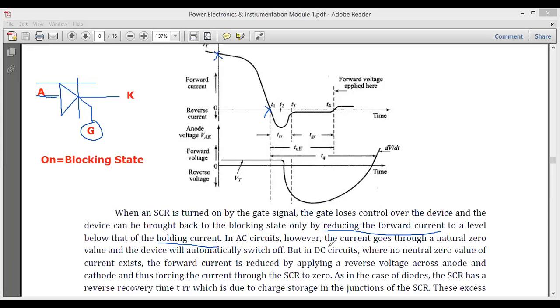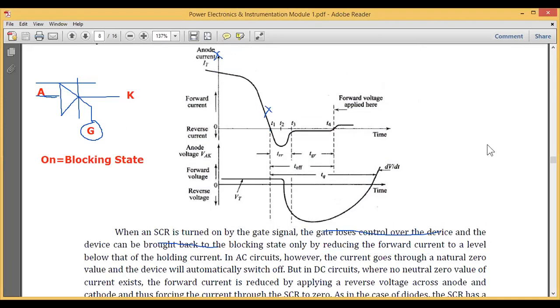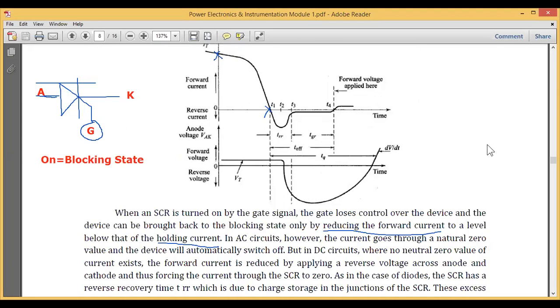We have studied in our previous video lectures the two important definitions of the SCR in the VI characteristic: one is the holding current and the other is the latching current. Holding current is the minimum current required to maintain the SCR in the forward conduction state. And the latching current is the minimum gate current required to turn on the SCR or to maintain the SCR in the forward conduction region. Based on these two definitions, we can understand in detail how this particular graph is drawn.